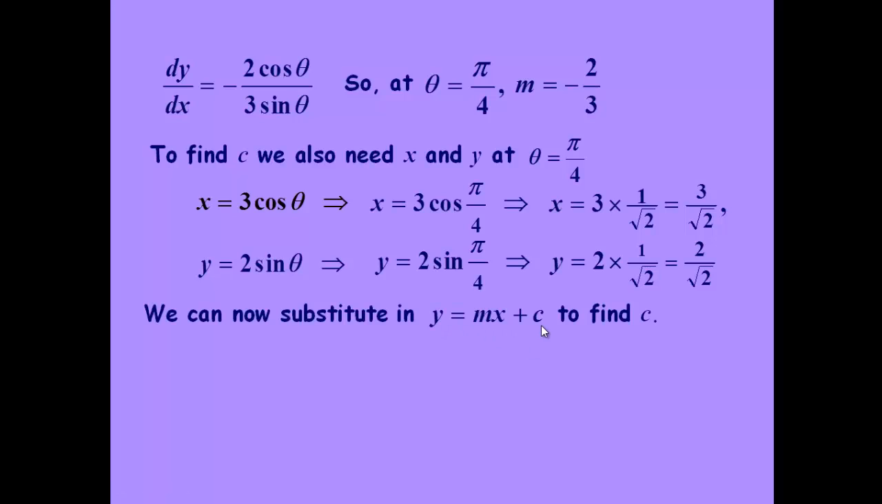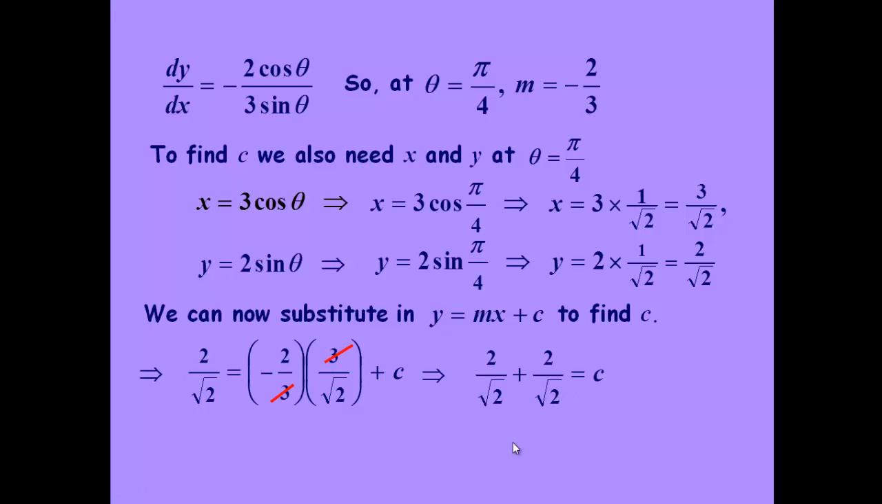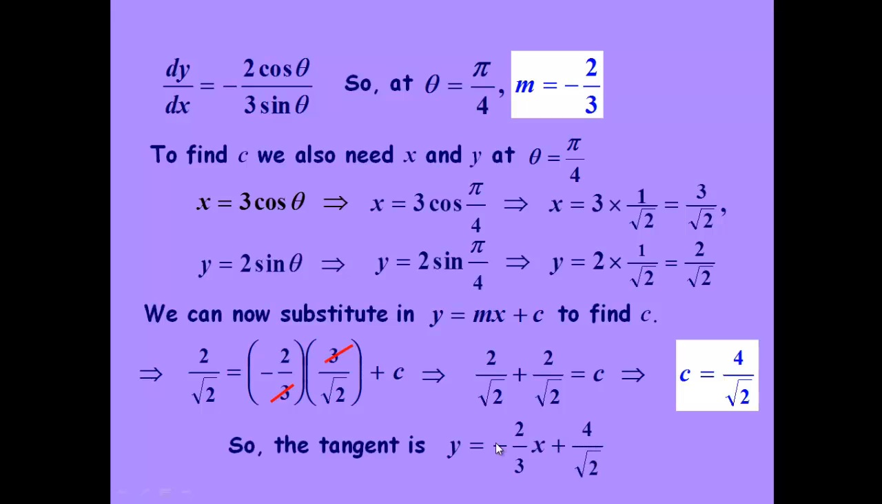If we sub those into y equals mx plus c, our equation of the tangent, we'll find the c value. So c equals 4 over root 2. We've just plugged in our y, 2 over root 2, our x, 3 over root 2, our m value, which is minus 2 over 3, and we get a value for c of 4 over root 2. Put that back into y equals mx plus c, and there's the equation. So the equation of the tangent is that.